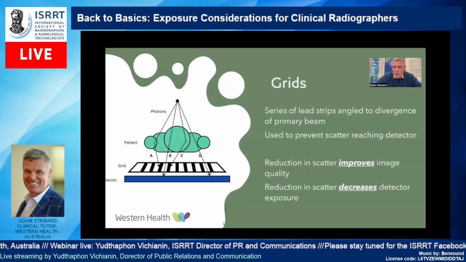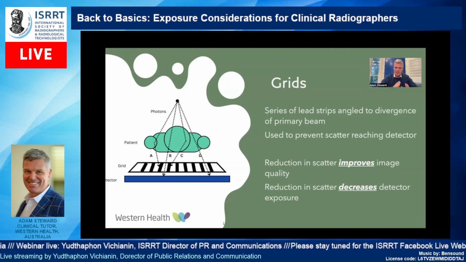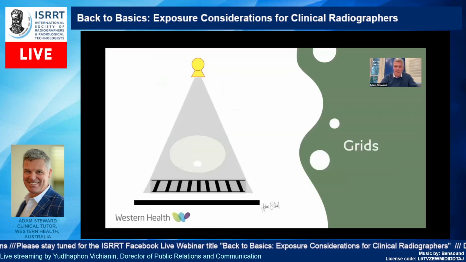Grids are basically lead strips. Hopefully we all know what they are. Grids are basically a series of lead strips that diverge, and the purpose of it is to prevent scatter reaching the detector. The aim is to improve image quality by reducing the scatter. But be aware that in reducing the scatter, we're also going to reduce the exposure to the detector.